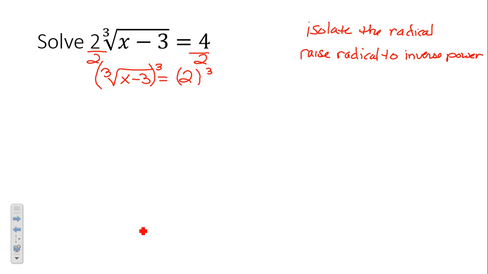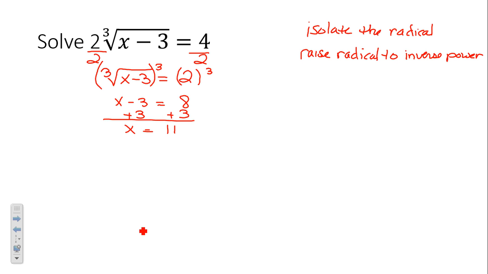The nice thing about it is the cube root of something cubed is whatever was underneath that radical. And what is 2 cubed? 8. 2 times 2 times 2 is 8. Tristan, what's the next step here? Add 3, absolutely. So now x is going to be equal to 11.